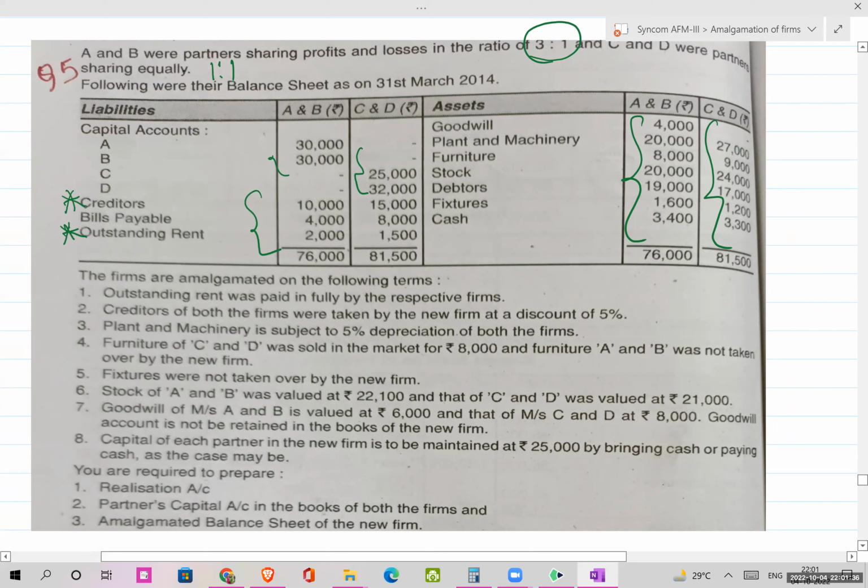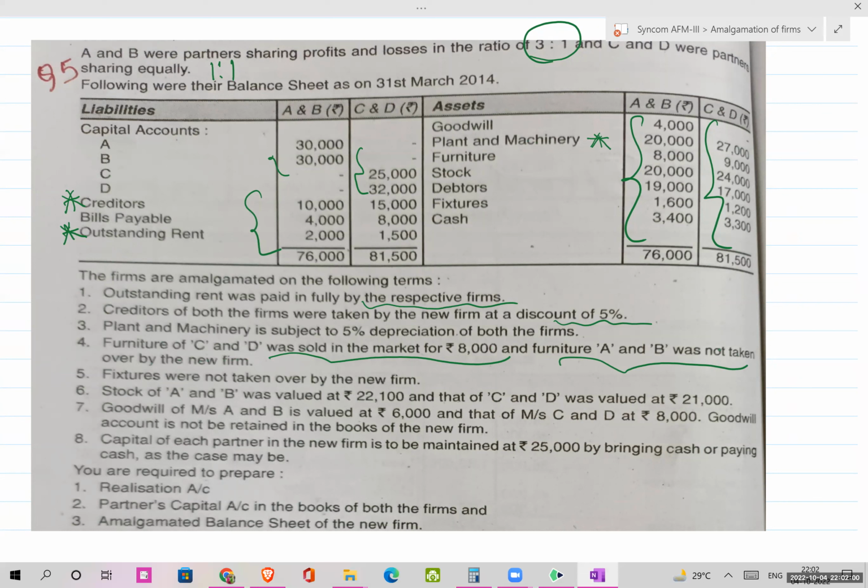So all these conditions are for the calculation of your PC. When you calculate your PC, you are going to consider these conditions. Plant and machinery is subject to 5% depreciation. Here is my plant and machinery. Furniture of CD, that is the second firm, was sold at a market price of 8,000, and furniture of A and B was not taken over by the new firm. So when you calculate PC, C and D have sold it for 8,000, so it will not come in PC calculation, and A and B is not taking it over.